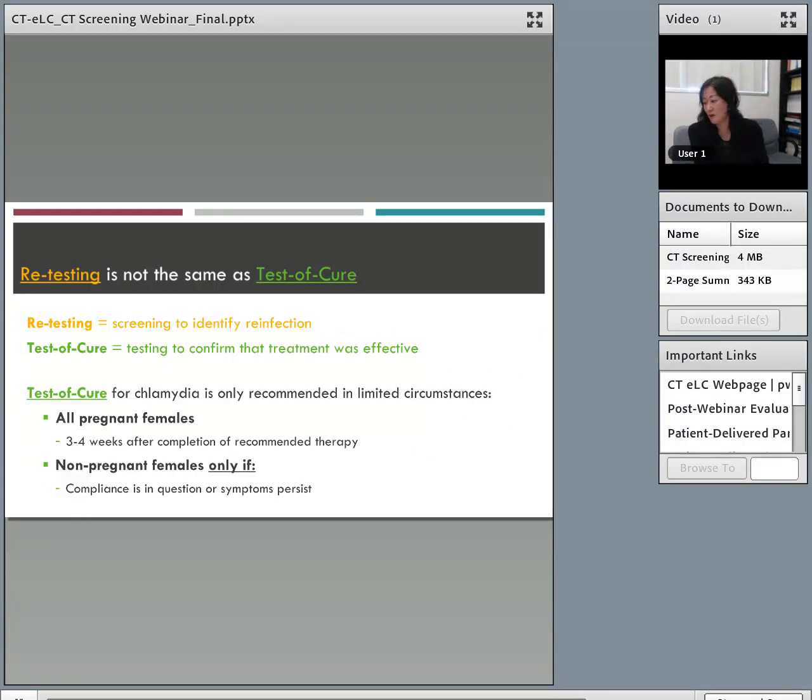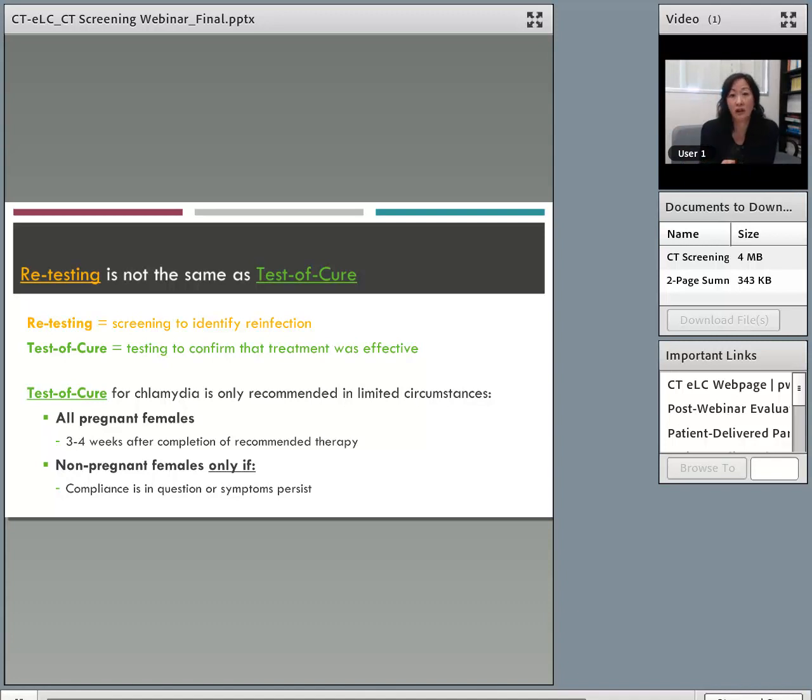So one thing that I wanted to point out is that repeat testing is not the same thing as a test of cure. The point of repeat testing is to identify people who get reinfected. So you see somebody and you treat them with antibiotics. You tell them, wait for 7 days to have sex again. You know that as soon as they walk out the door, some people wait and some people don't, and some people use condoms and some people don't. And so reinfections happen immediately, but we want to catch them early enough so that hopefully we're preventing any complications down the line. So that's different than a test of cure.